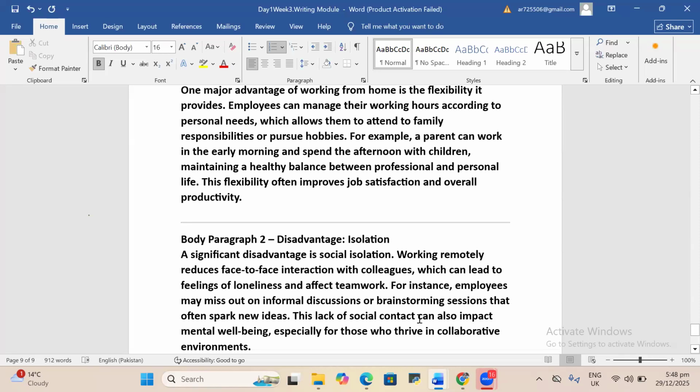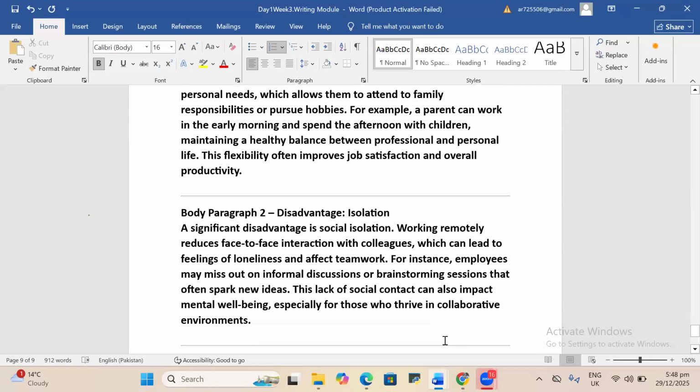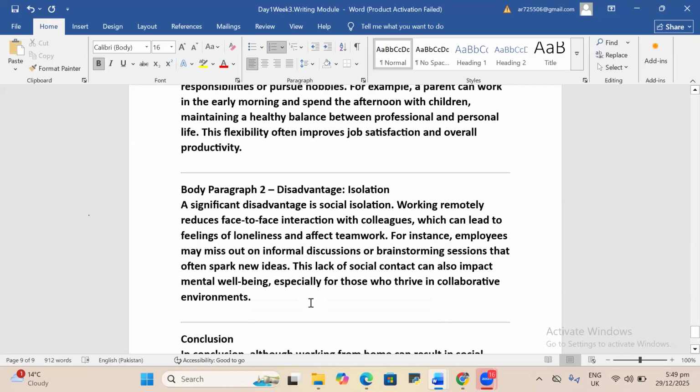This lack of social contact can also impact mental well-being, especially for those who thrive in collaborative environments. So here you first write a topic sentence, and then you explain that sentence, and then you give an example relevant to that sentence, and at the end you show the result and effect of your topic sentence.